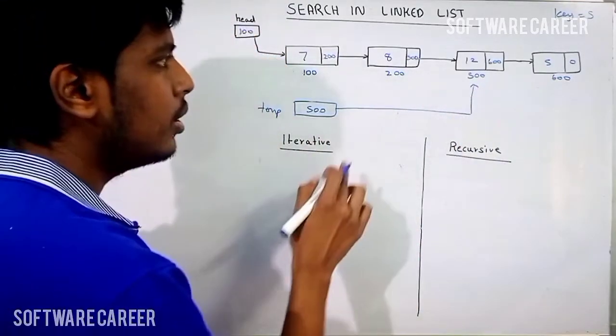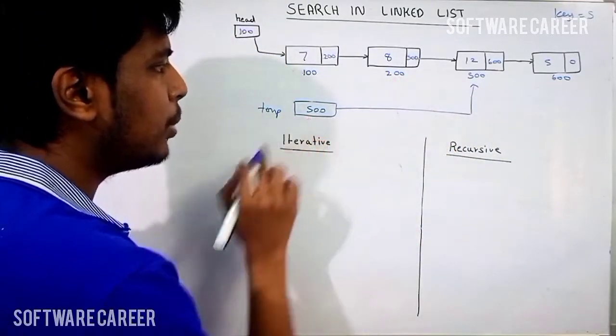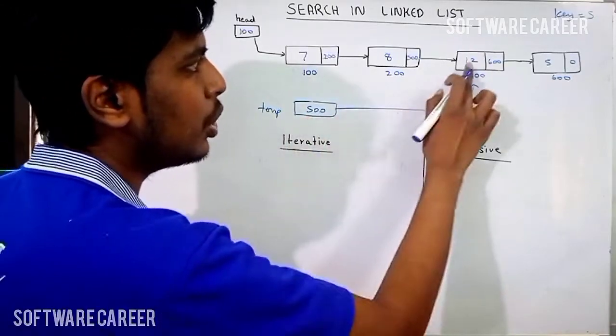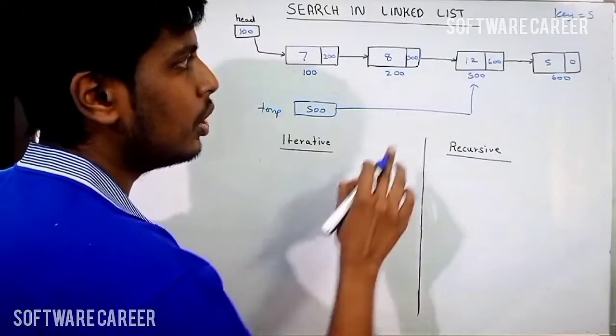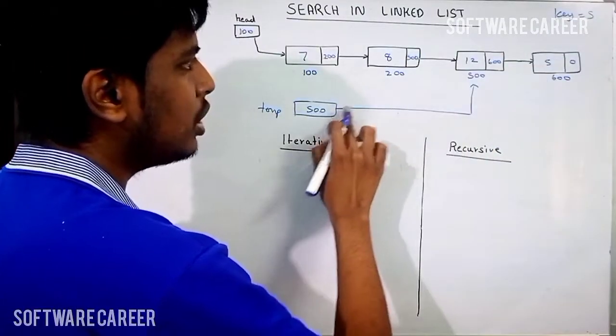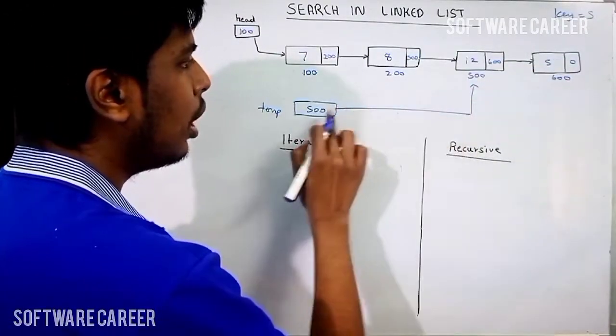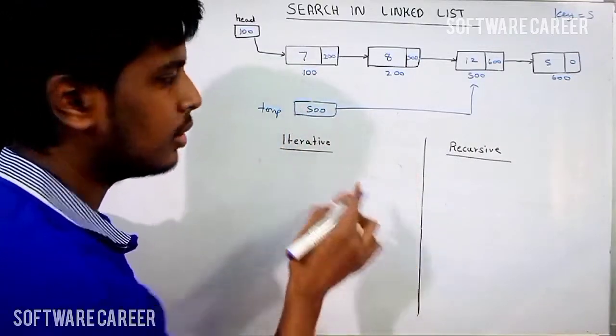Now it checks the data in this temp. Now temp is 500. 500's data is what? 12. Now it checks whether 12 is equal to this key. No, it's not equal, the key is 5. So you should move to the next node. How can you move? Temp equals temp next.